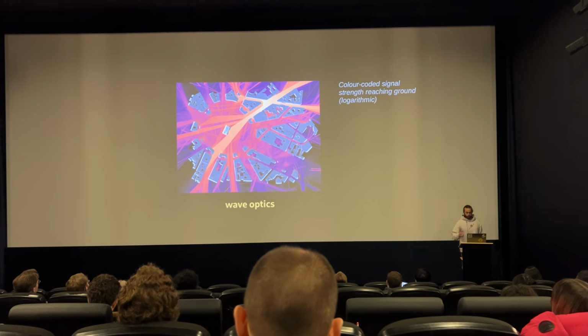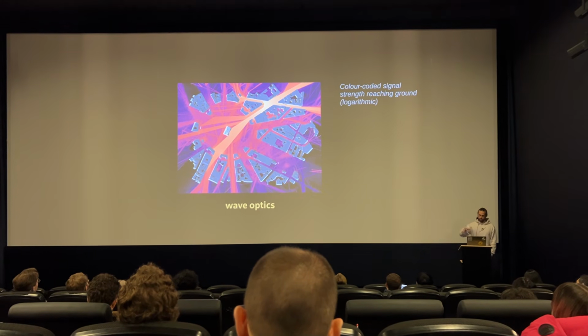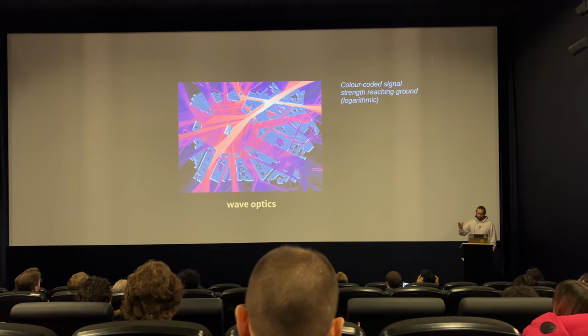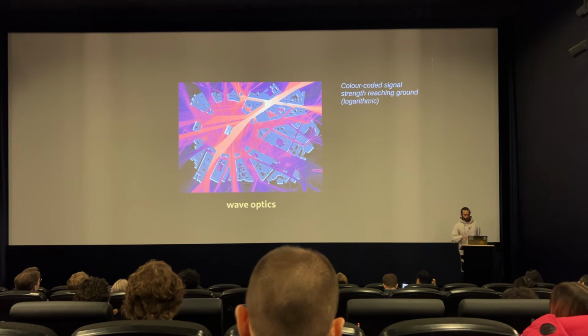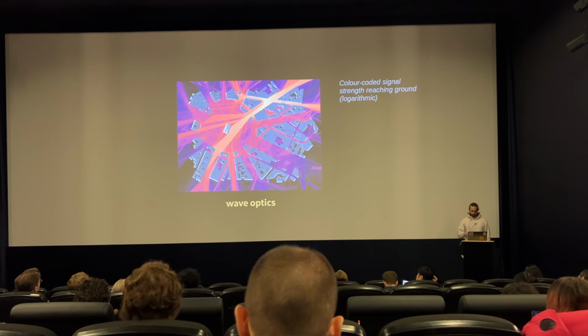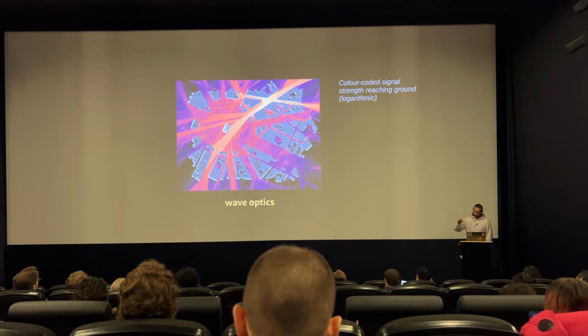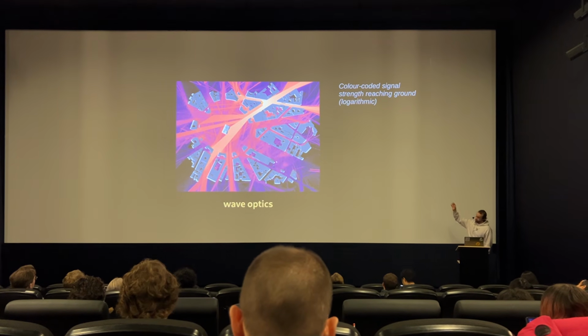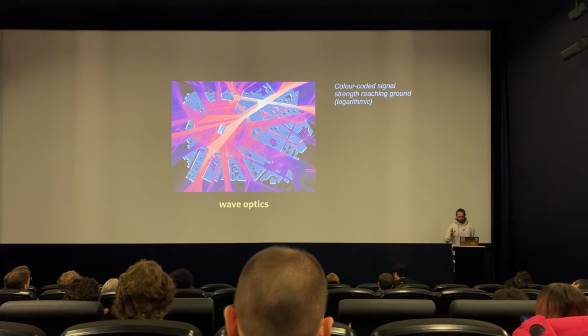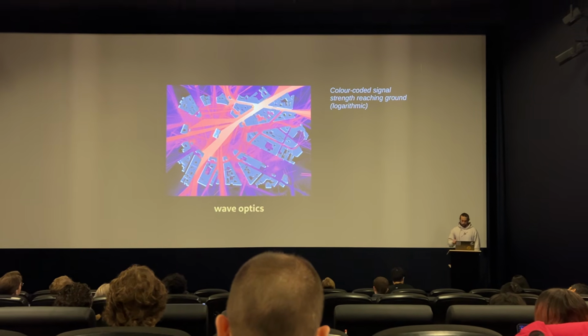This is a city scene. It's a full 3D scene viewed from above, buildings in gray, and we visualize the logarithmic color-coded intensity that falls upon the ground. A 1 gigahertz emitter is placed at the top, as the yellow dot is. You might be able to see it.